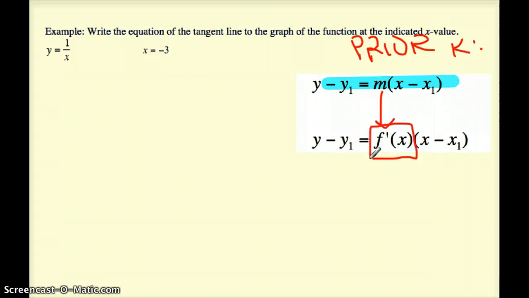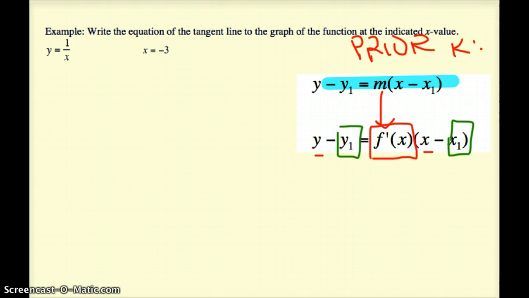And once again, I still need a point in order to do this. So let's start off with the simpler piece of this. Just to recall, this y and this x will always stay y and x. However, I'm going to need to plug in values for y1 and x1, which means I have to give you these values or you have to find them.